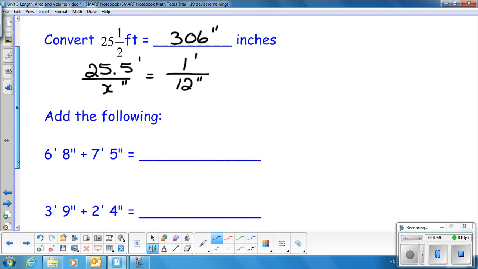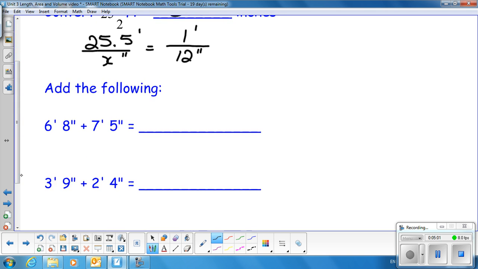Sometimes we need to add measurements that contain both feet and inches. When we do this, we're going to add the feet together. So 6 plus 7 is 13 feet. Add our inches. 5 plus 8 is 13 inches. I don't need the plus sign in there, sorry. And then we're going to look and see, are there any whole feet in 13 inches? And there is. It would make one extra foot, so we would end up with a total of 14 feet and 1 inch left over.